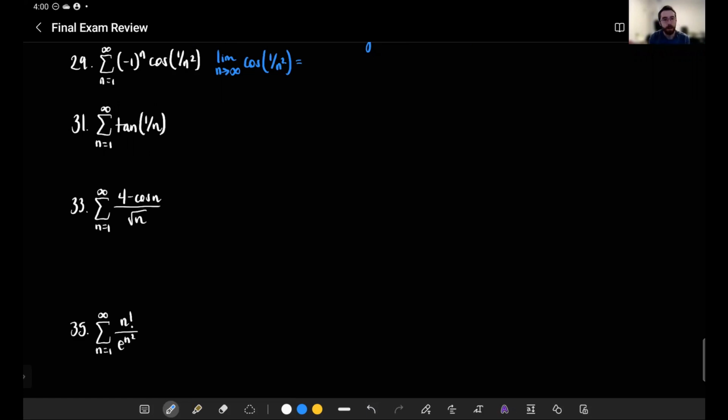Okay, well, cosine is a continuous function. 1 over n squared is continuous, at least for positive values of n. So I'm allowed to push the limit inside the cosine. And then the limit as n goes to infinity of 1 over n squared is 0. So this is cosine of 0. Oh, but cosine of 0 is 1, right? Which is not what we wanted.